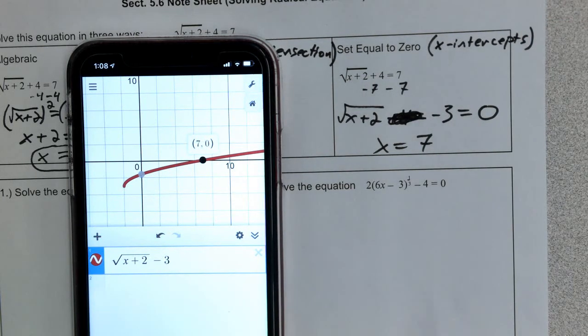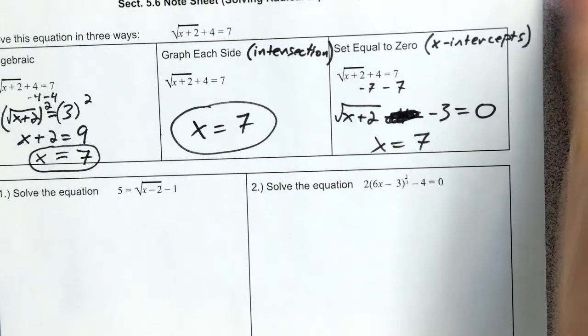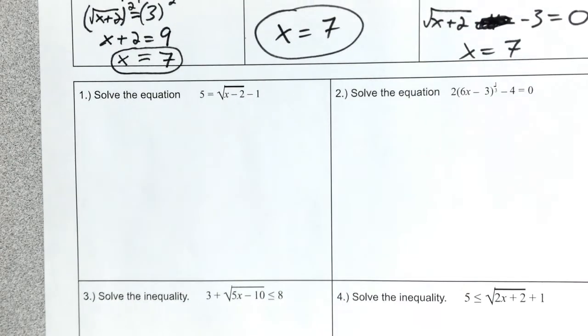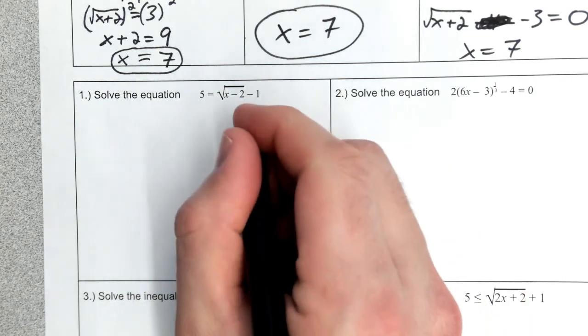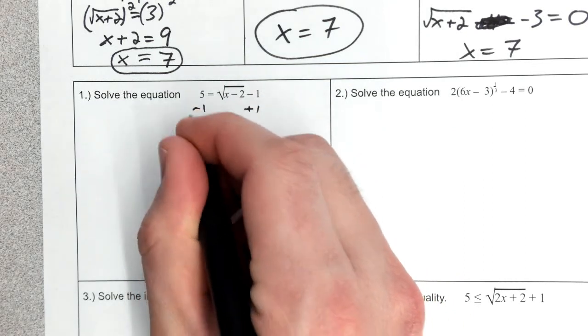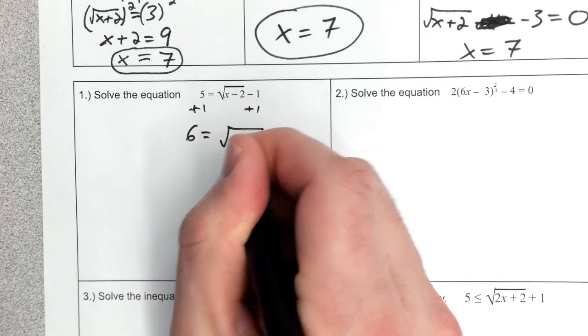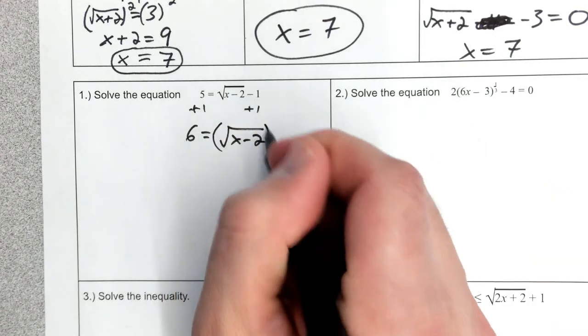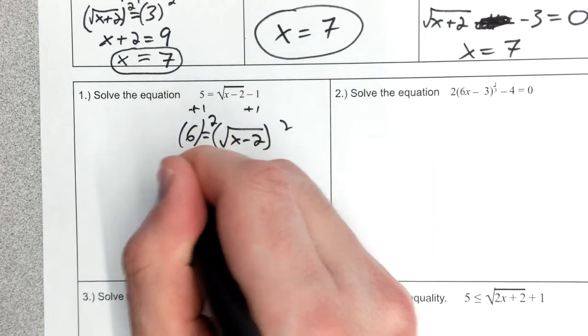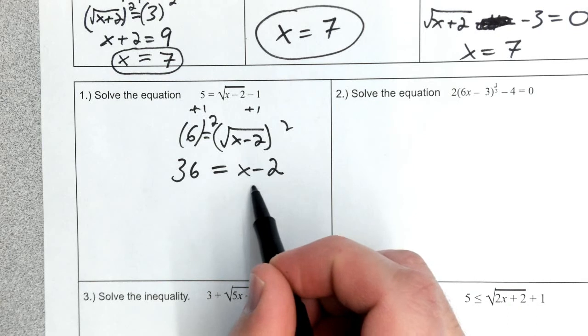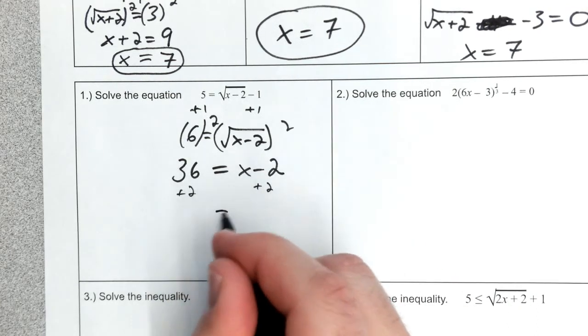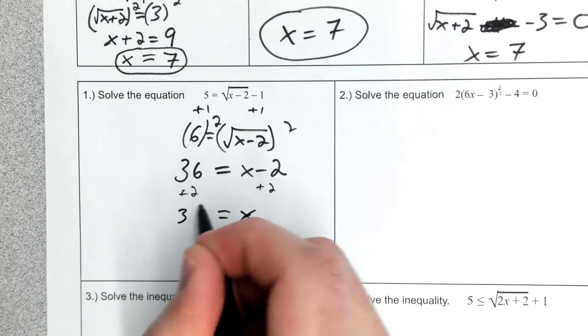Okay, so any one of those methods is fine. I'm going to err on the side of the algebraic method. So we're going to solve this equation: 5 equals square root of x minus 2 minus 1. I'm going to solve it algebraically. I'm going to add 1 to both sides. I'll get 6 equals the square root of x minus 2. I'm going to square both sides. And I get 36 is equal to x minus 2. And then I'm going to add 2 to both sides. And I get x equals 38.